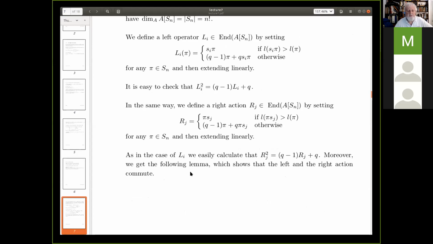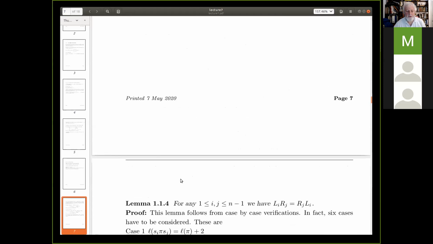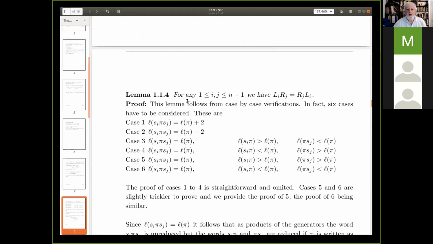Moreover, we get the following lemma, and this is the really interesting bit, which shows that the left and the right action commute. So we have Li Rj is the same as Rj Li. Okay. And there are 6 cases to be considered to verify this fact, and 1 to 4, they're all right, they're pretty easy.